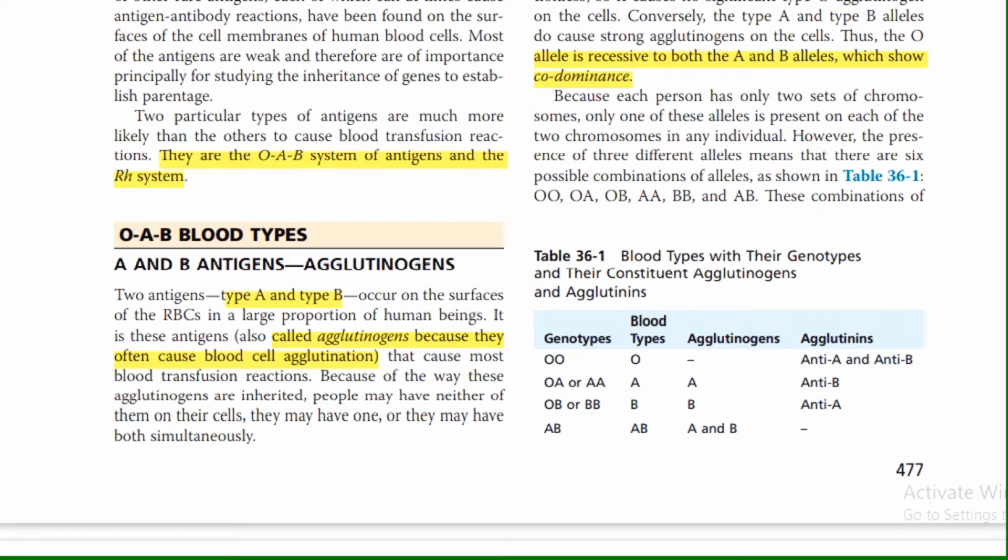ABO blood types include A and B antigens or agglutinogens. Two antigens, type A and type B, occur on the surface of red blood cells in a large portion of human beings. It is these antigens, also called agglutinogens, because they often cause blood agglutination, that cause most of the blood transfusion reactions.